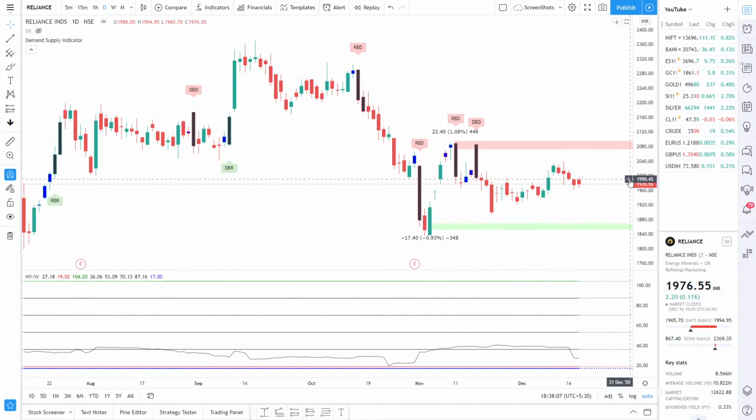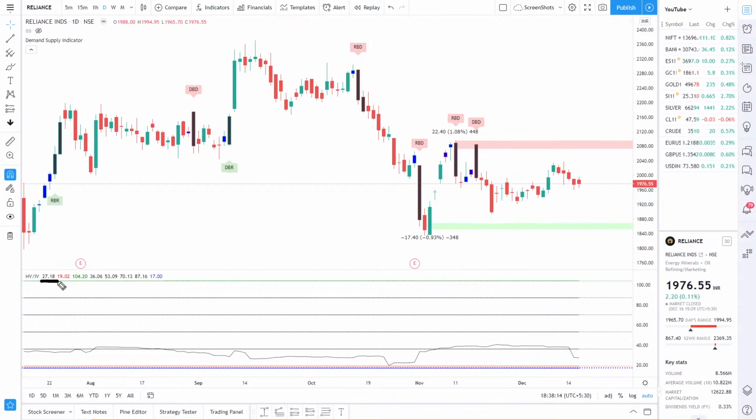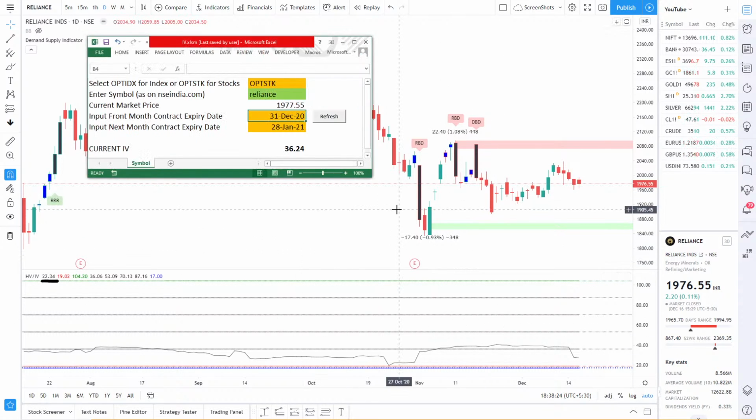So now what I am comparing is the historical volatility. You can see my historical volatility is 27.18 and I'm comparing it with the implied volatility. So what is my implied volatility of Reliance as of now? We got a number which was 36. So if I'm looking at this number, now I know that 36 is greater than the historical volatility, which is 22.34. Therefore, we can say that currently the IV is expensive, and if the IV is inflated, we should be looking for selling opportunities, right?